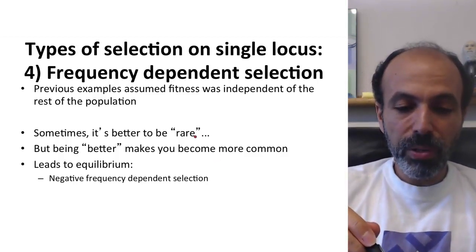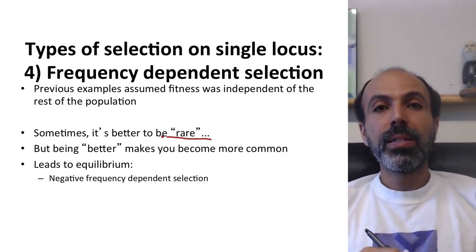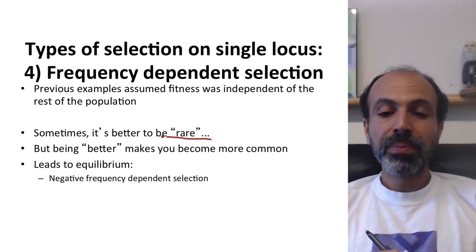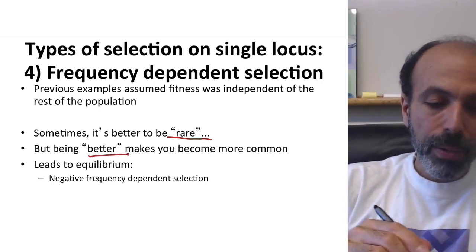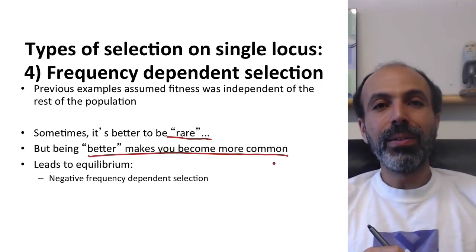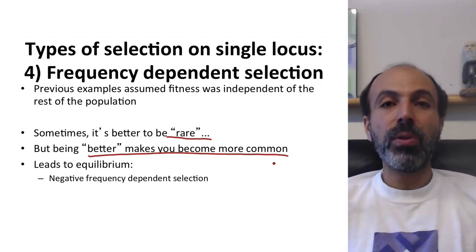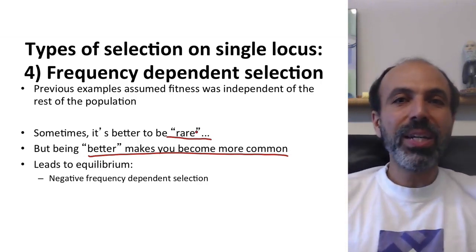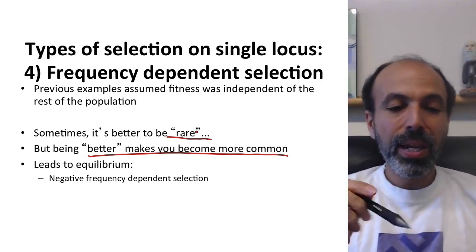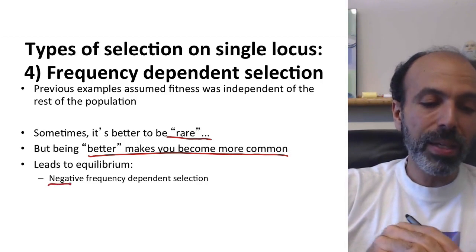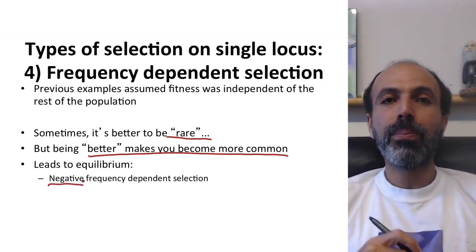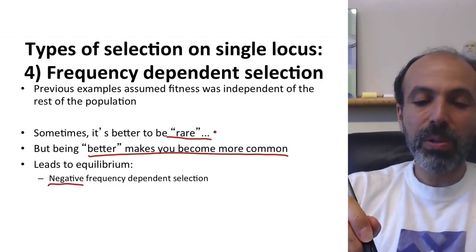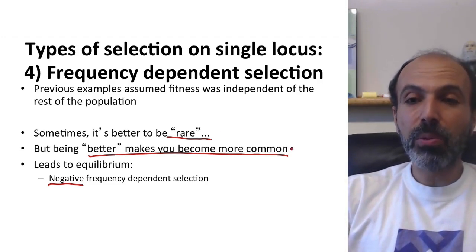Sometimes it's actually better to be rare, that your fitness may depend on your relative abundance or frequency in the population. Now, being better makes you more common. Right? If you're better, it means you're having more kids, you're more likely to survive, so you become more common. But if it's better to be rare, it's kind of this funny thing where you have these opposing forces. This is the case specifically of negative frequency-dependent selection. We're not going to talk about positive frequency-dependent selection. If you have negative frequency-dependent selection, this assumes that it's better to be rare, but being better makes you become more common.